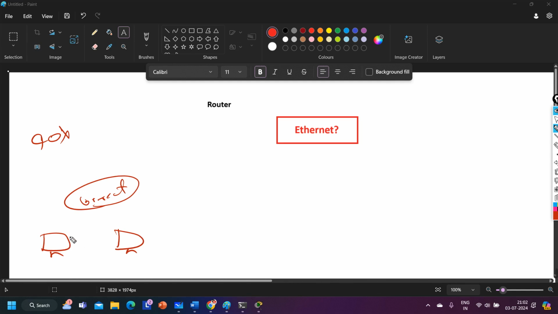Okay. So here, which type of cable can I use? Anyone? I can use even Ethernet as well. I can use Fast Ethernet as well. I can use 1 gig as well.